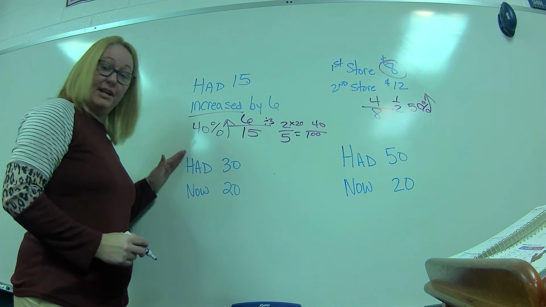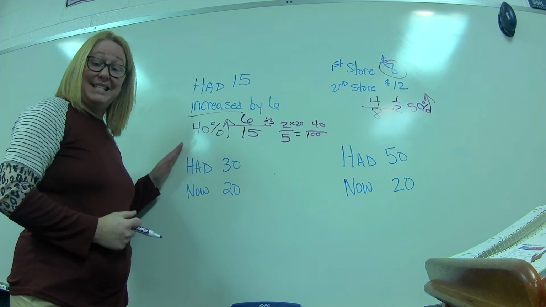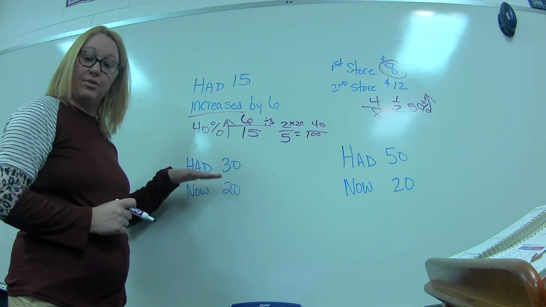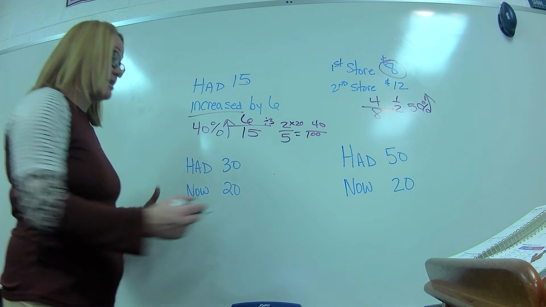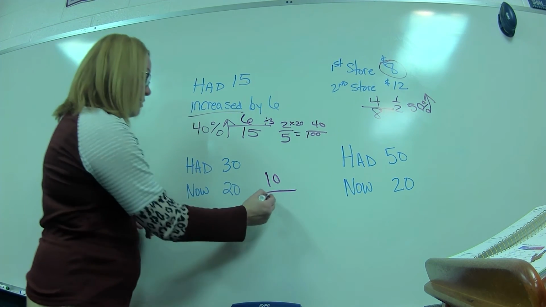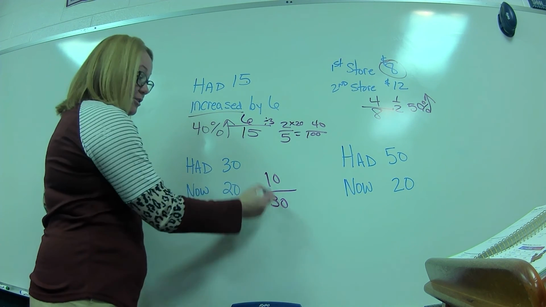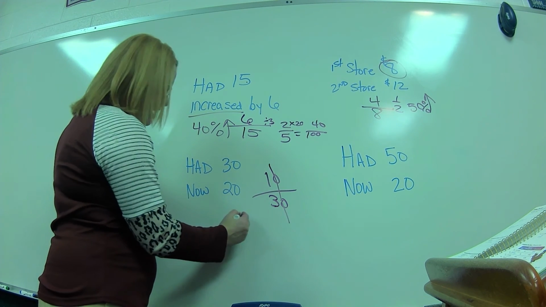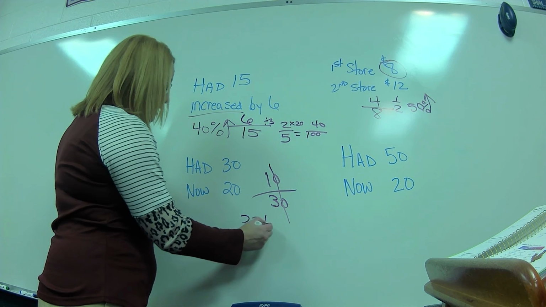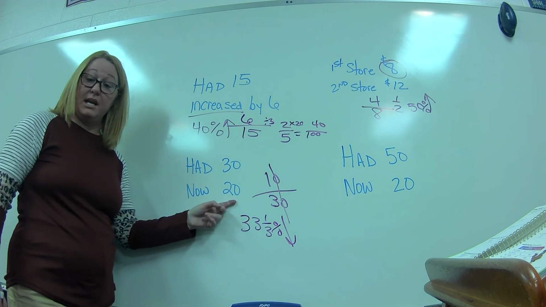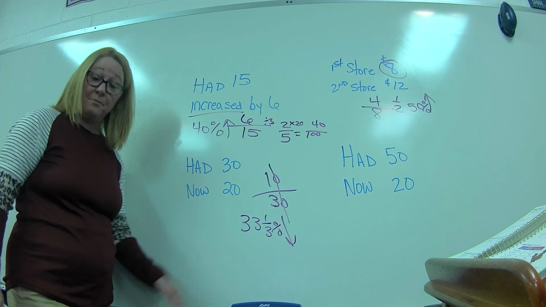Now I had $30, but then I went to eat, and now I only have $20. So what's the difference of what I started with and what I have now? The difference is 10. It's always difference over original. And I put the original at 30. So 10/30 reduces to 1/3. The percent of 1/3 is 33 1/3%. And it decreased because I spent money, I have less, so it went down.